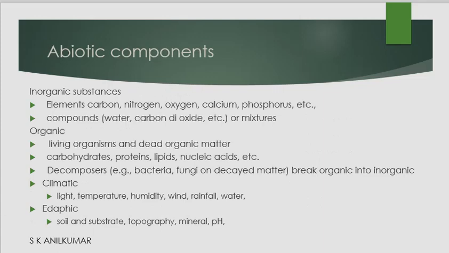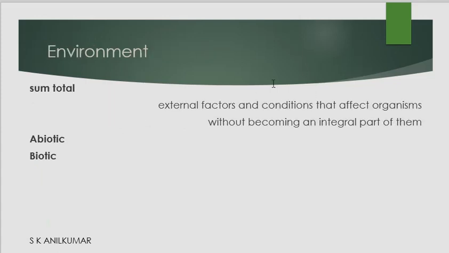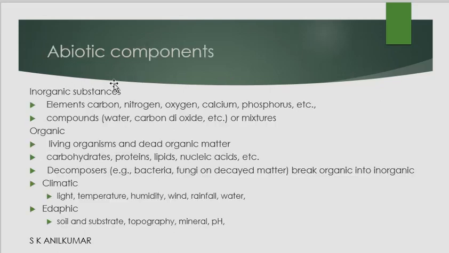What are abiotic components? Biotic and abiotic are the two components of the environment. Environment is the sum total of all the factors that affect the organism. Abiotic factors are inorganic substances. Abiotic is non-living. In non-living we have one called inorganic, one called organic.